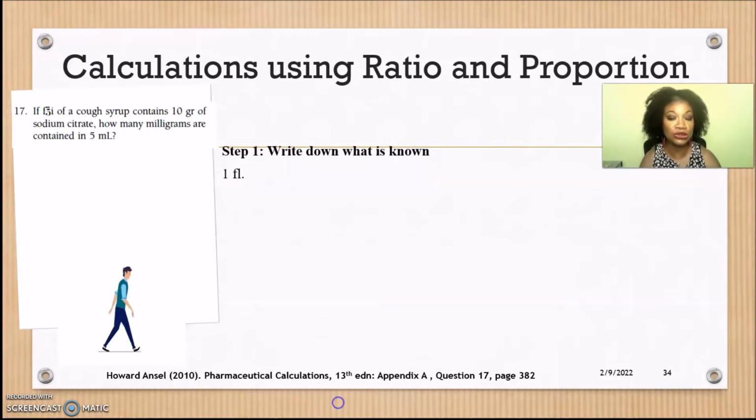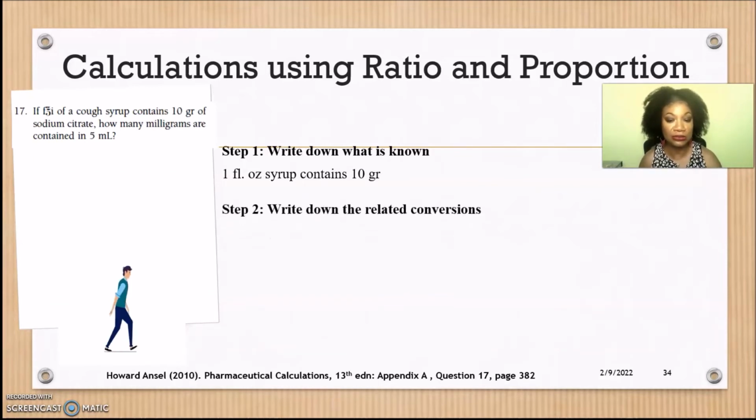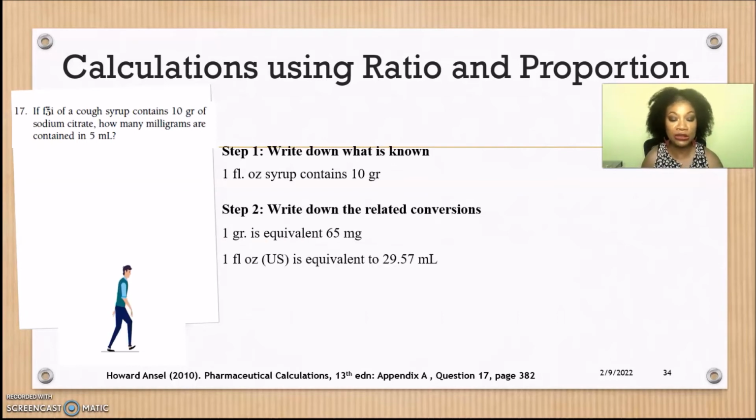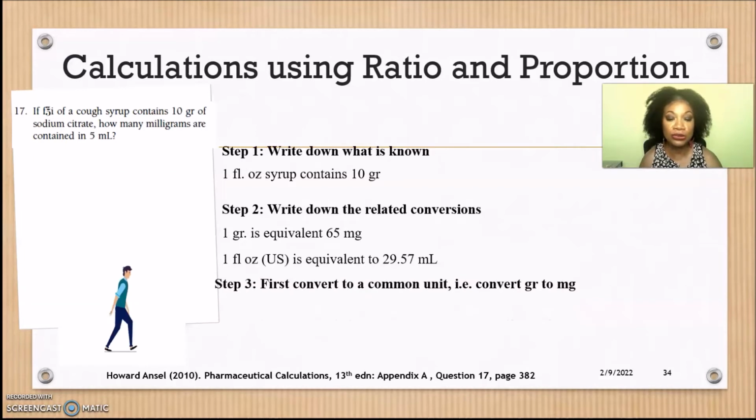Step 1. Write down what is known. We know that 1 fluid ounce of syrup is going to contain 10 grains of sodium citrate. We need to also write down the related conversions. The related conversions would be the grain equivalent in milligrams and the US fluid ounce equivalent in milliliters. Then we have common units to work with. So we're going to convert the grains to milligrams and we're going to convert the ounces to milliliters.